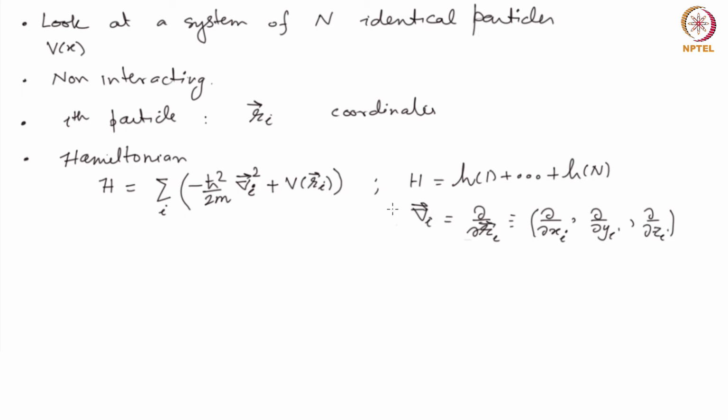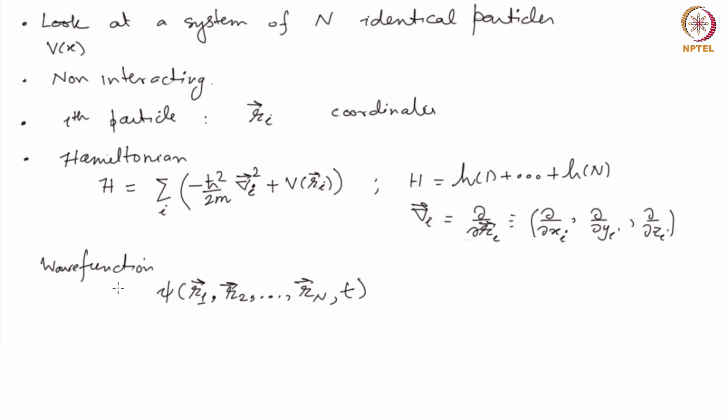Now if I look at the wave function, the wave function will be denoted by this. So I should write psi. It will be a function of the coordinates of each of the particles, right? So r1, r2, and so forth, rn, and of course it will depend on time.